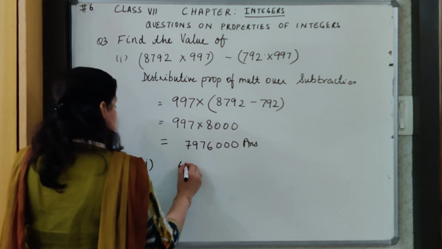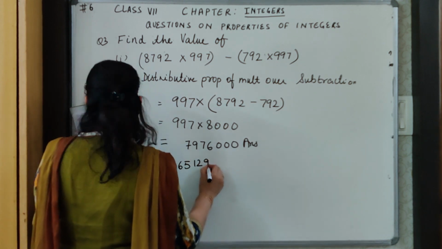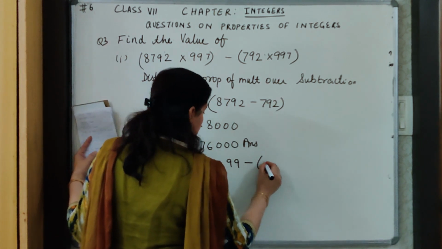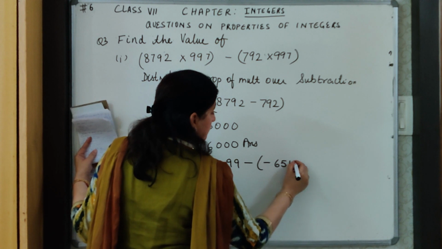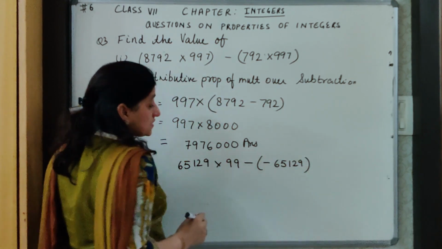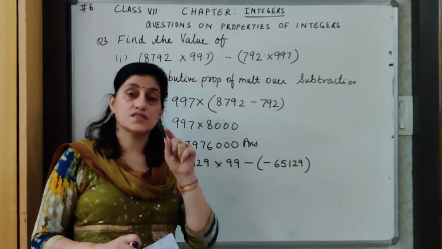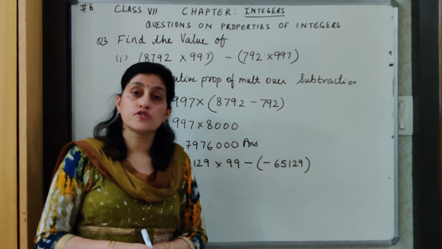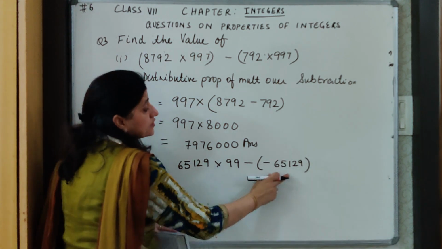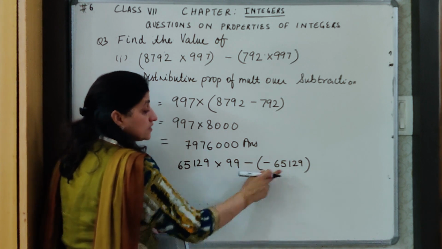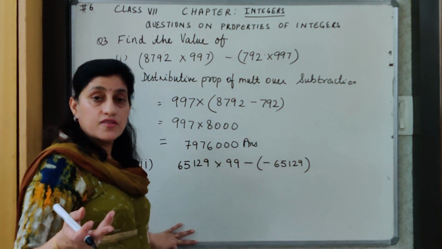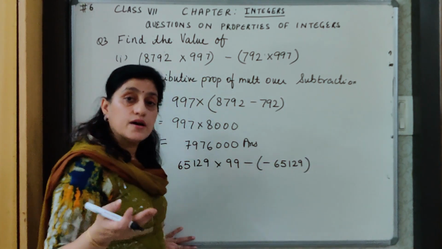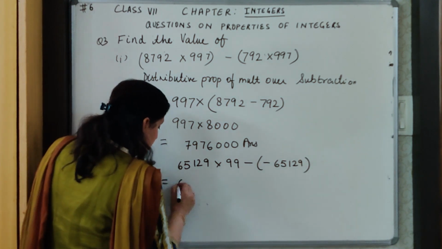The question is 65129 multiplied by 99 minus 65129. Now, this question is a little tricky and you see the trick here. I know I have to apply the distributive property, but I have the same number inside, but I don't have another number for this. If I don't have the other number for this, I will use the identity property that I multiply this with 1. Number will remain the same.